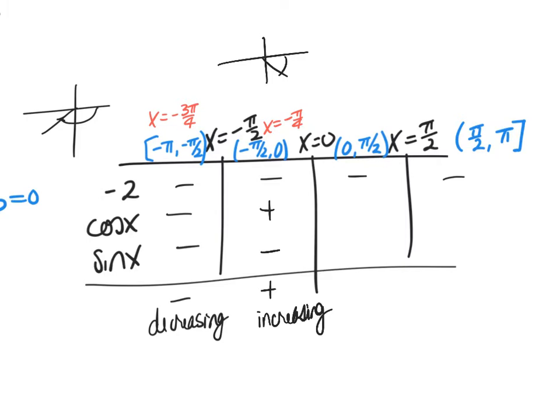So now I'm going to choose something between 0 and pi halves. What do you all want to choose? So I'm going to choose pi over 4. That angle is in this quadrant. Who's positive? Everything. But I have a negative 2 in there, so that's going to give me a negative, so that means I'm decreasing.